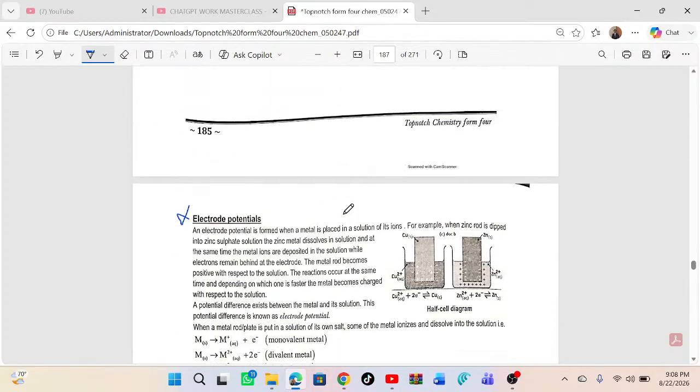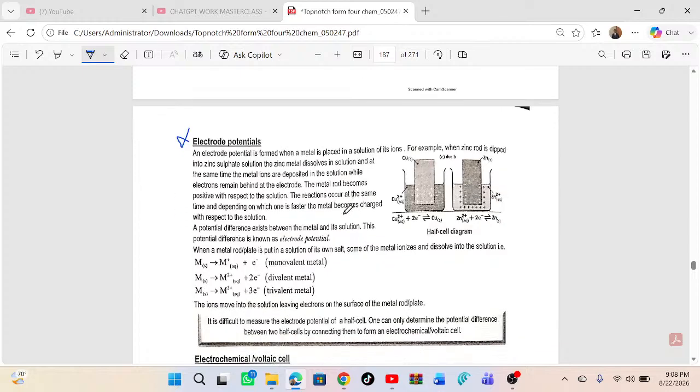So the first part is over. The second part is electrode potential. Electrode potential is formed when a metal is placed in a solution of its ion, meaning that zinc electrode potential is formed when zinc is placed in zinc ion, or copper is placed in copper ion. So electrode potential is usually formed when a metal is placed in a solution of its ion.